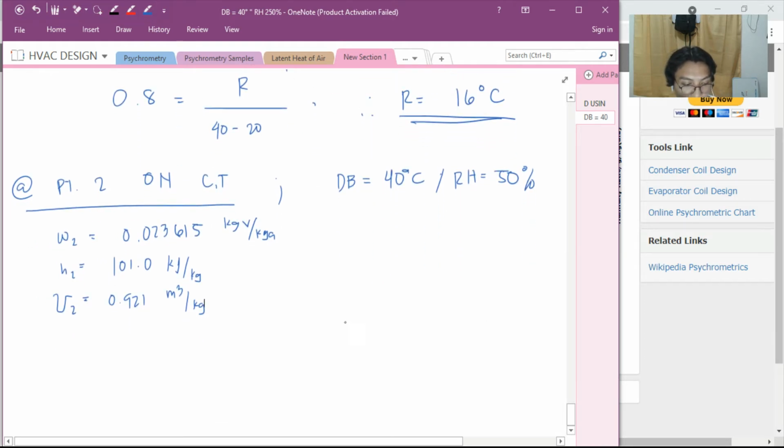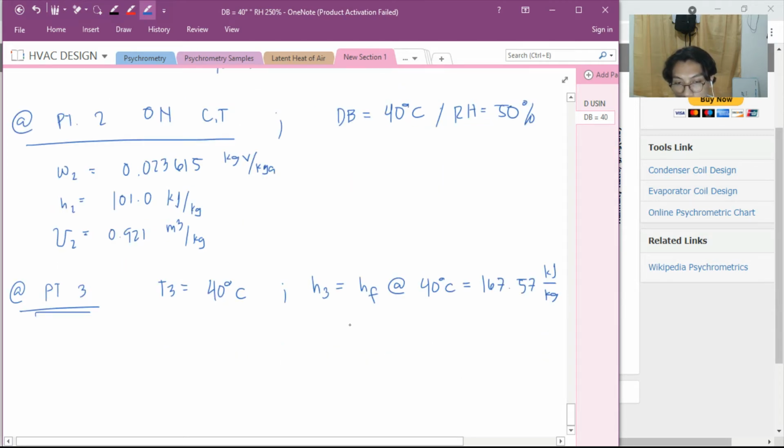Ayun naman, yung 0.3. At 0.3. Madami ka talagang hanapin dito. T3 is 40 degrees Celsius. Liquid po yan, ha? So, ano nga hanapin mo diyan? Sa steam table, H3 is equal to HF at 40 degrees Celsius. O, tignan nyo yung steam tables nyo. That is recorded 167.57 kilojoule per kilogram.